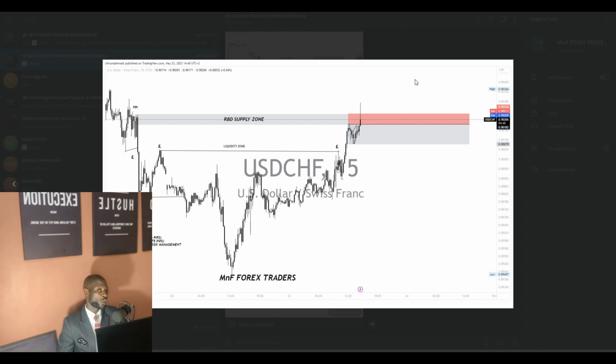So if you had actually moved your stop loss to break even at 1 hour, you would have been saved on this particular trade. But it's not really a good idea. You have to wait for structure to be broken before you can move your stop loss to break even.